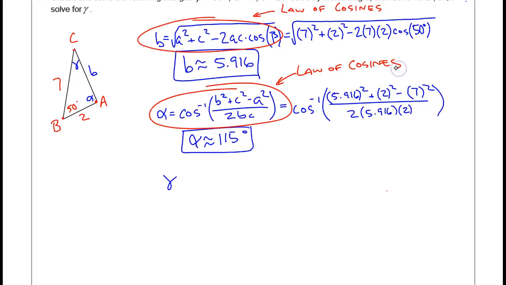Just a different application of it. We found a missing angle rather than a missing side length. And now the last thing I'm going to do is find gamma. It's going to be equal to 180 minus the sum of 50 degrees and 115 degrees. And this is the triangle angle sum theorem. And that gives me gamma equals 15 degrees.